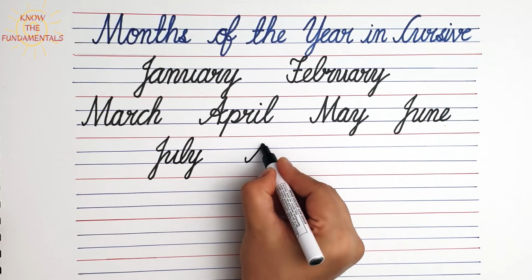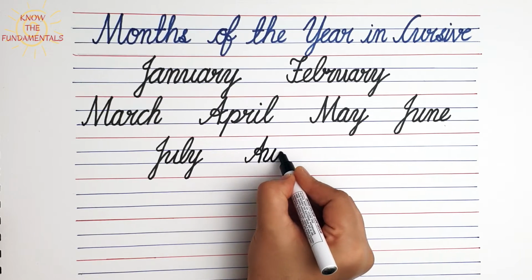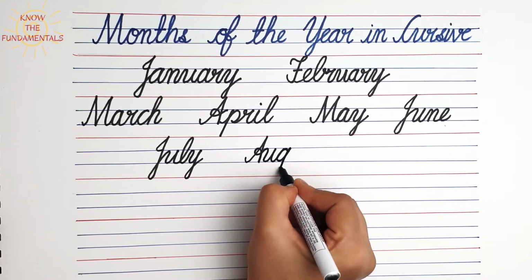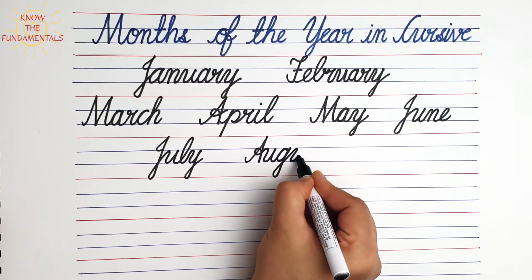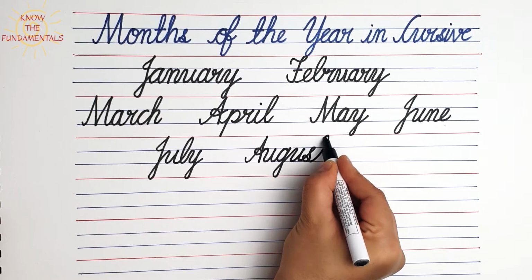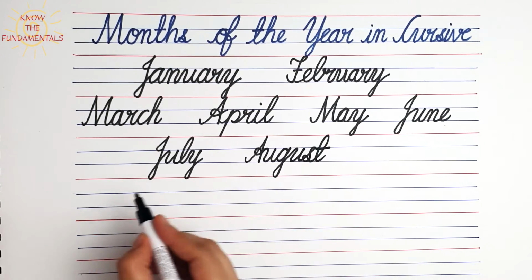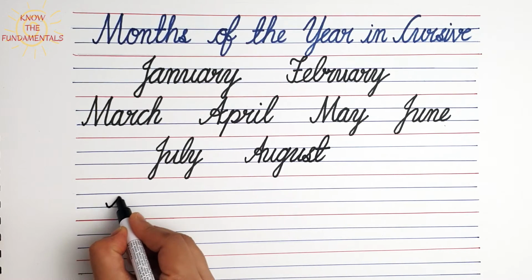The eighth month of the year is August. A U G U S T. August. Ninth month of the year is September.